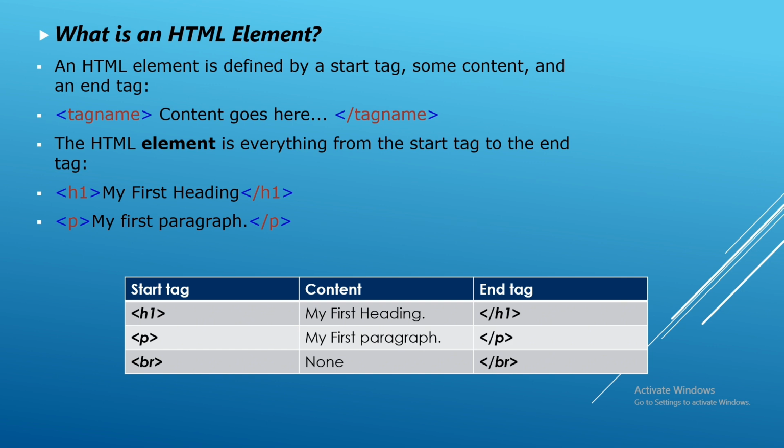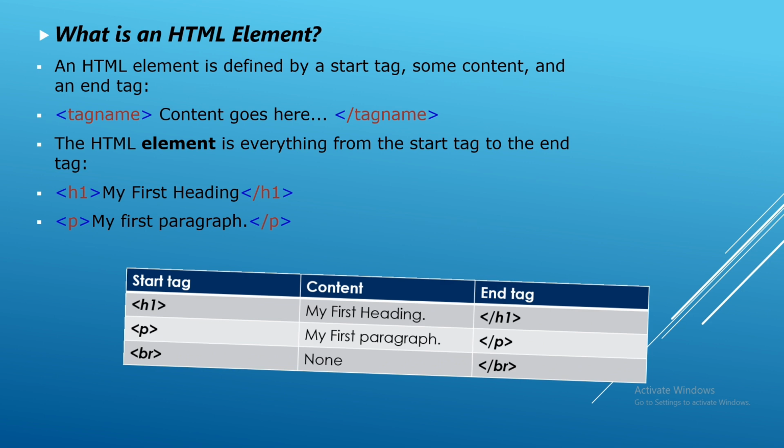The next option is the HTML element is everything from the start to the end tag. So an HTML element has everything in the website. Everything means everything from the start tag to the end tag. Inside the start tag and end tag we have everything. Everything means the thing that we need for that tag.